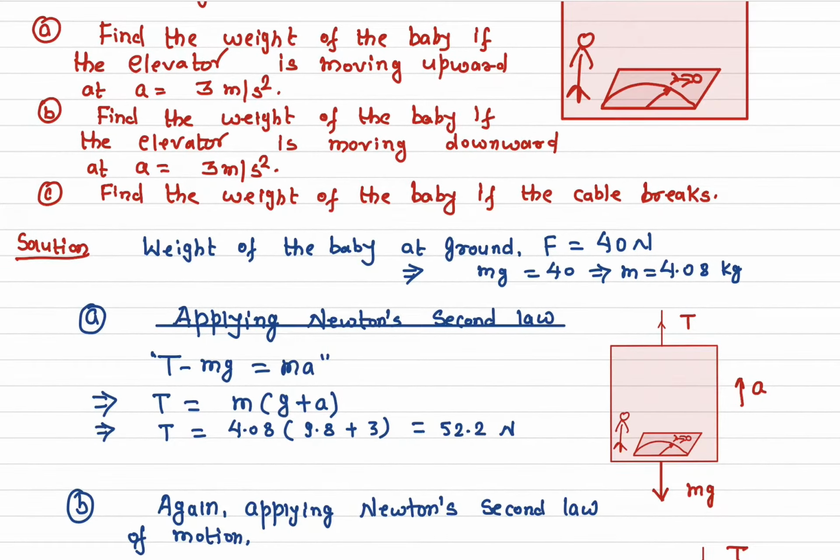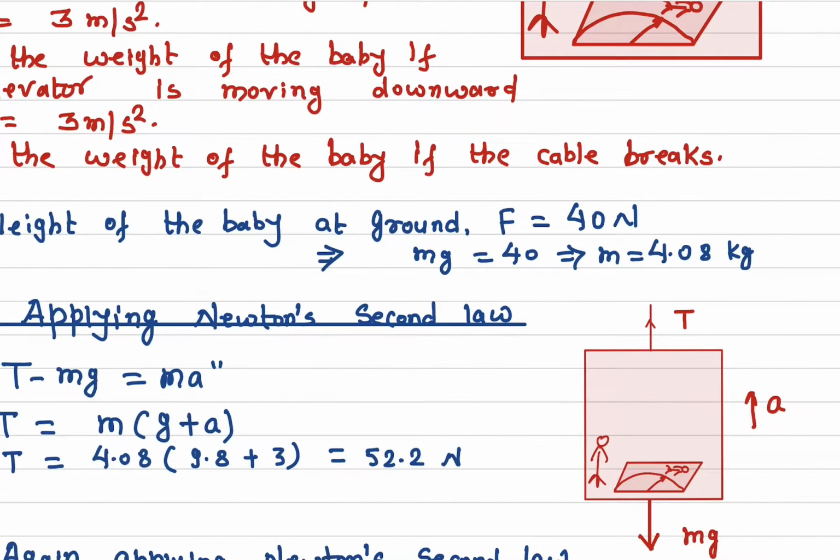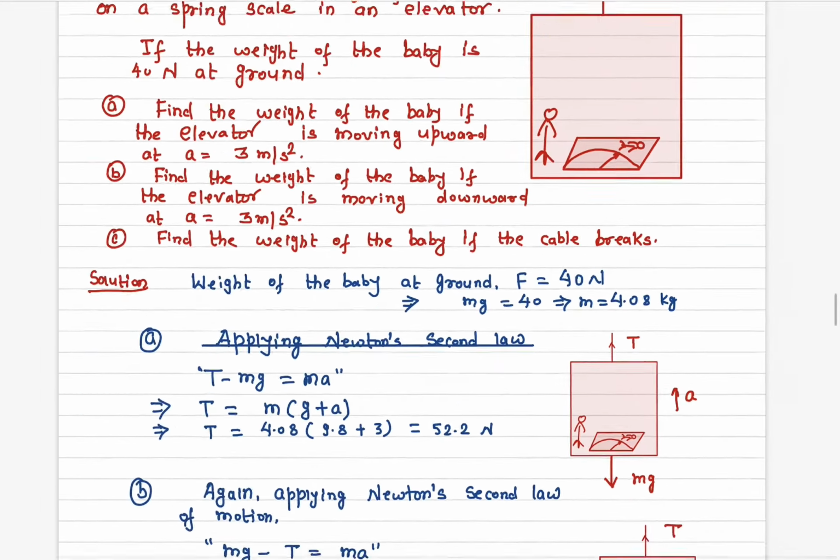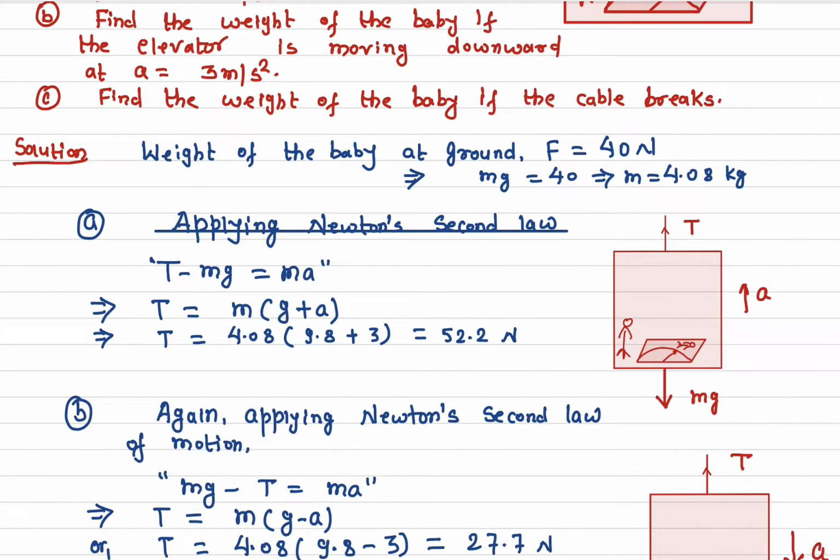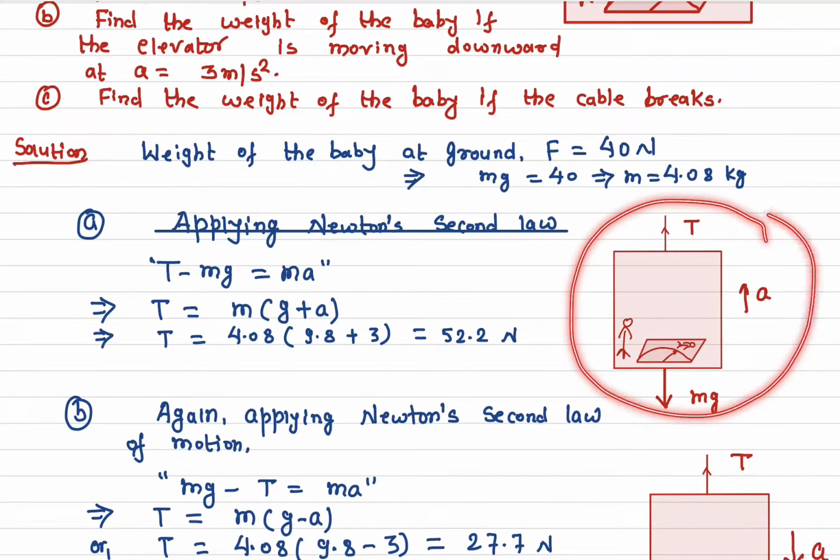So the weight of the baby at the ground he measured is 40 Newton. So from this one we can calculate the mass. The force or the weight is m times g, and this is equal to 40 Newton, and the mass is 4.08 kilogram. That's the mass we found. Now let's say the elevator is going up. That's the situation shown here.